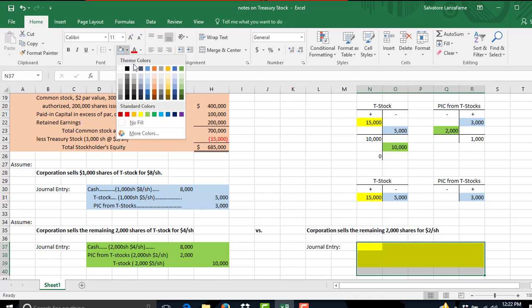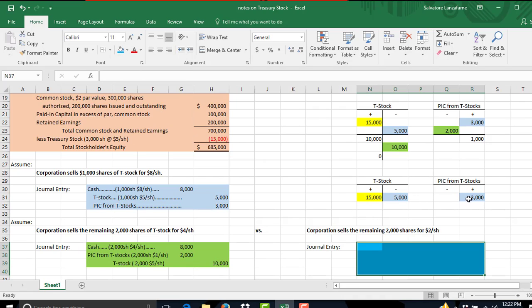So now this is going to be a completely different situation, because if we go and do this, you're going to realize that our PIK from T-stocks, we don't have enough in there. So let's kind of take it slow. We're still debiting cash, and the amount of cash is 2,000 shares multiplied by the $2 per share. So 2,000 times 2, that's $4,000.